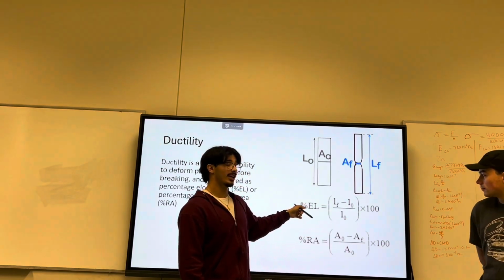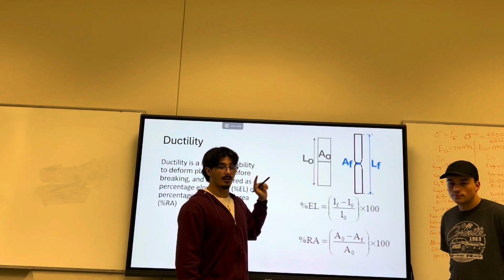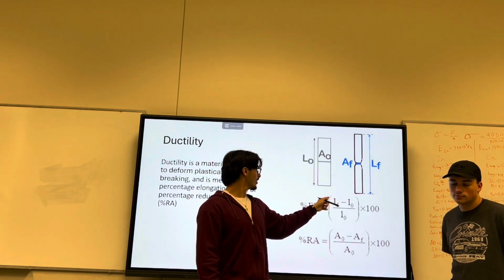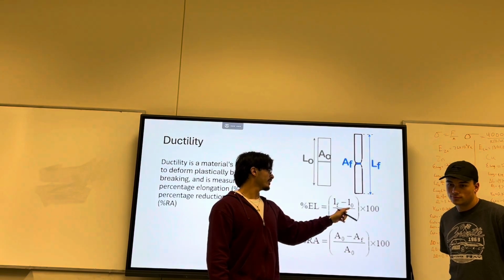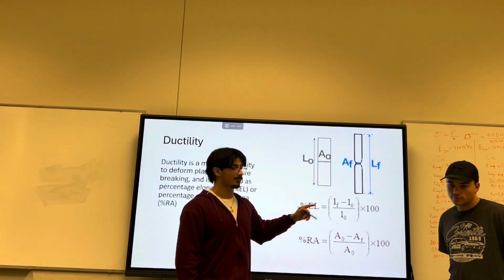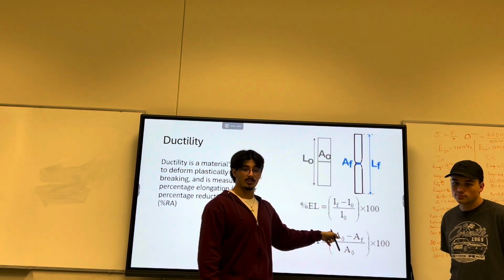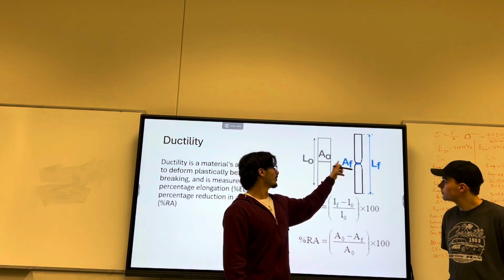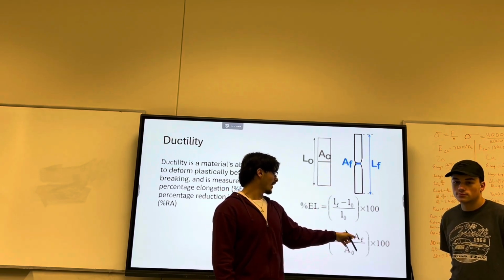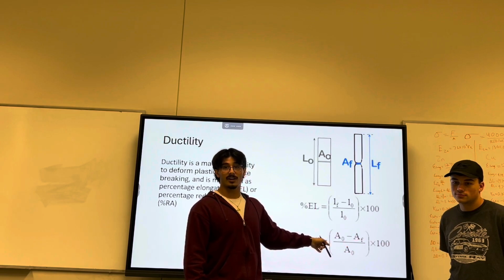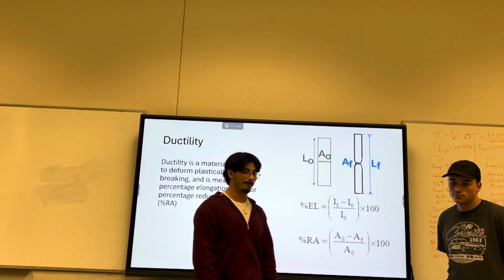For percent elongation, you have final length minus initial length over the original length times 100, because that's how you get your percent. For the percent of reduced area, you have the original area, because the original area is the bigger one, as you can see from here, minus the final one divided by the original area times 100 for the percent again.